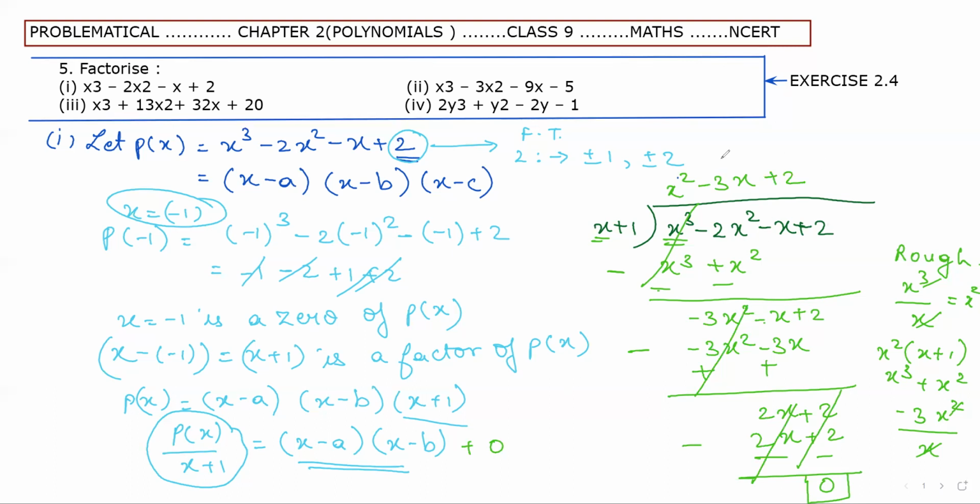Now, this quotient, let's say this value is q of x. This q of x is this value.